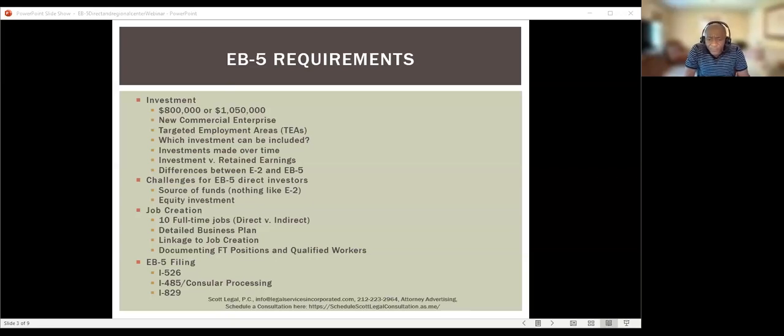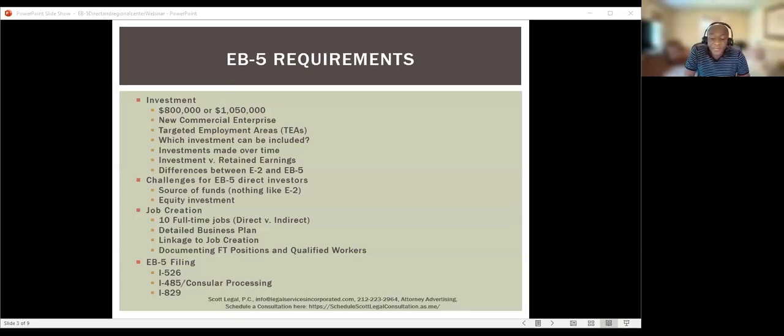So what do we file? For an EB-5 petition, we file an I-526 petition, which is basically showing that you've made the investment and that you plan to hire the jobs. And then we also file, and this is another big change in the program, the I-485 concurrently. So if the person's in the United States and the category is current, then we can actually file the I-485. And if they're not in the United States, then we're going to go through a consular processing process.